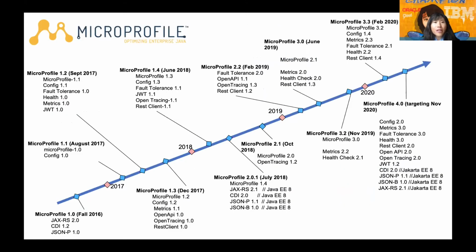This is a quick timeline of releases of MicroProfile. Each year we aim for 3 releases. This year, because we spent a lot of time setting up the MicroProfile working group, we probably just have 2 releases. We are going to release MicroProfile 4.0 around November, and rebase on Jakarta EE 8.